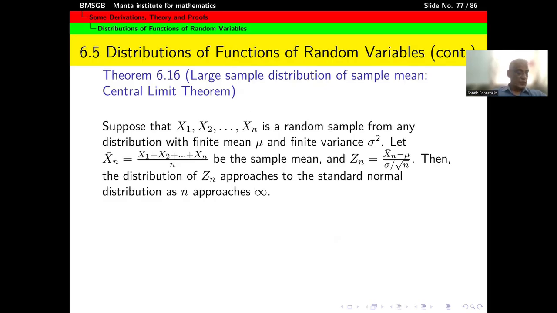Okay, so I think that is a good place to stop this part, because in the next one I'm going to talk about a very important theorem called the central limit theorem. For that, I need to show you some examples also. Therefore, I will stop this part here and we'll come back and discuss the central limit theorem in the next part.